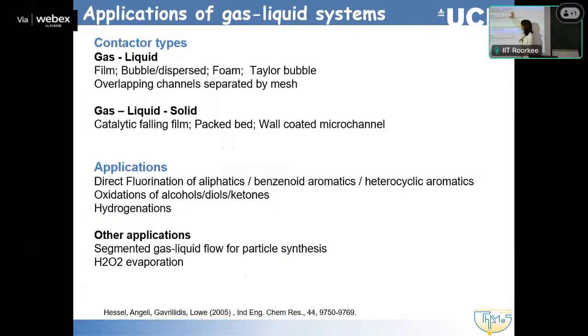All these types of conductors and also the different reactions have been tested. And I just mentioned a few here, such as the direct fluorination of aliphatics or aromatics or heterocyclic aromatics, oxidation reactions, hydrogenations.